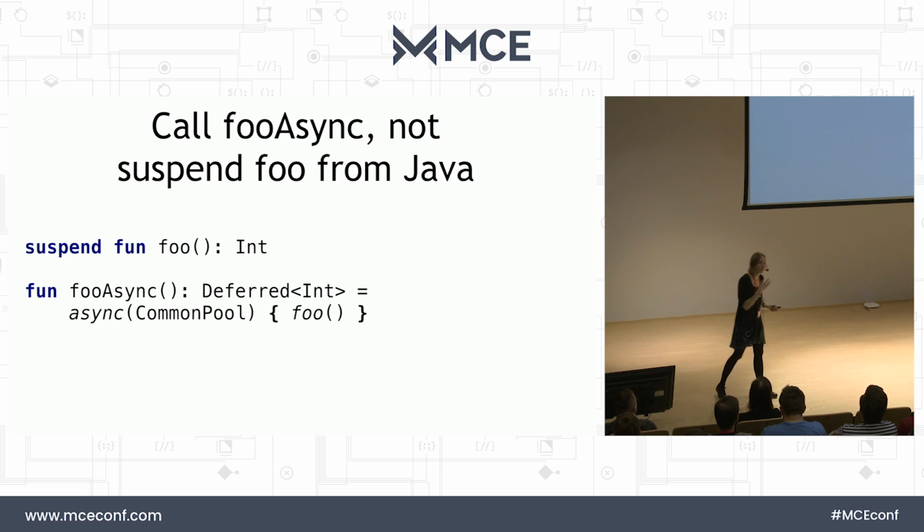What to do if you want to call your foo function from Java? It's very simple. You just define another, async version that returns a regular future that you use from Java. So you define one nearby, and this one you can call from Java in your regular style using futures or whatever you use.